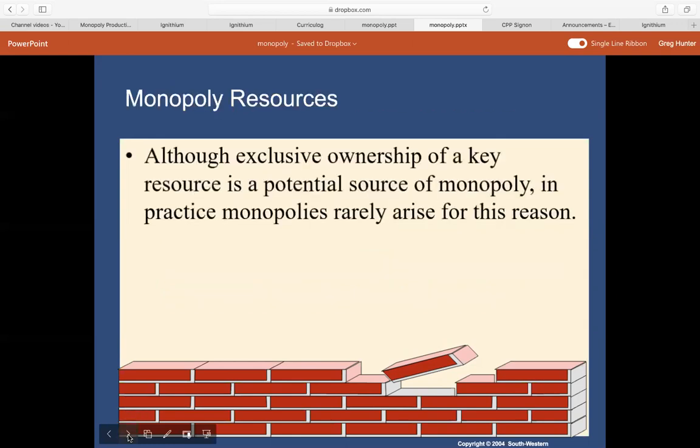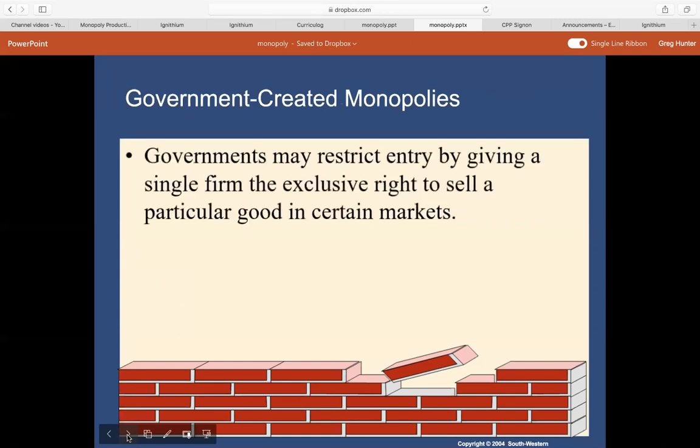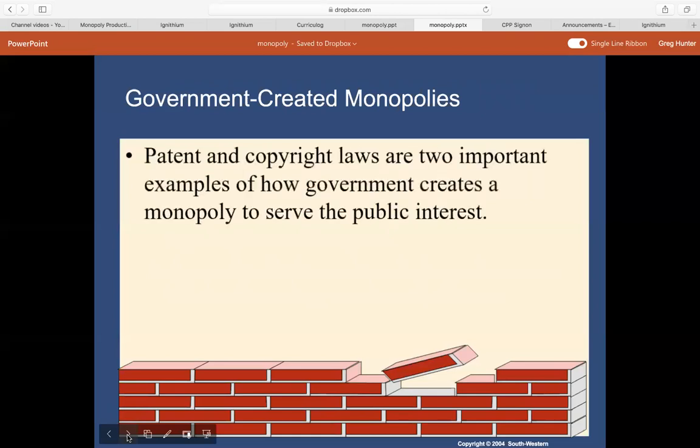So again, we talk about ownership of a key resource. It's relatively rare, like the De Beers Diamond Cartel, but I think in the case of Google, a good argument could be made that the data that Google has from prior searches could be a key resource that gives them a monopoly position in the market. I'm pretty sure that's what the government's doing right now, in arguing the case that Google is a monopoly. Government created monopolies are the most common ones. Again, think patent and copyright laws. And that's this slide here, so you can see it.